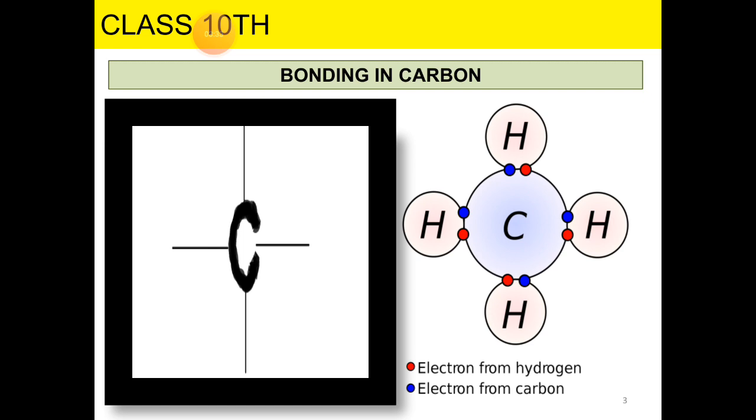So moving on to our actual topic, that is bonding in carbon. To understand the bonding in carbon, we need to recapitulate some of the concepts that we have already studied in our previous classes. We have studied electrovalent compounds. We have heard about covalent compounds. Electrovalent compounds, if we just recall, are the compounds formed by gain or loss of electrons, and the compounds formed by the sharing of electrons we call covalent compounds.